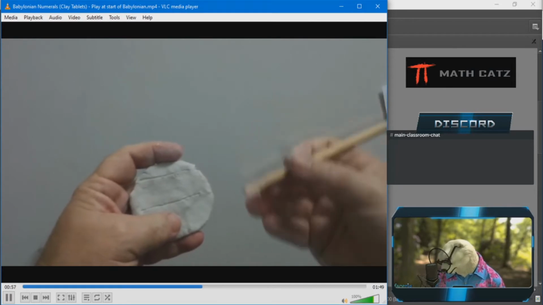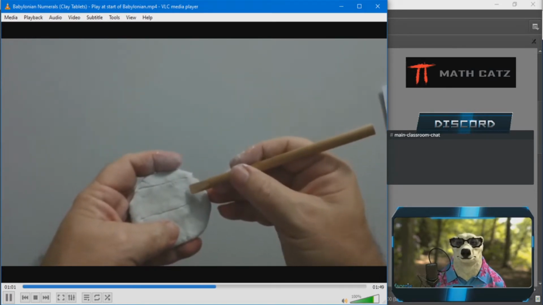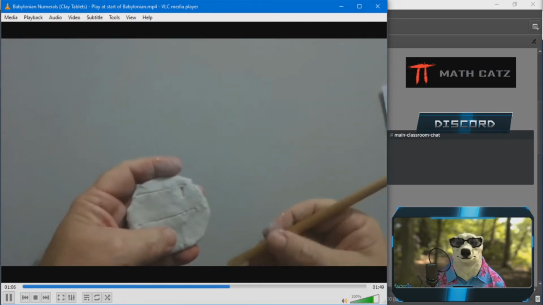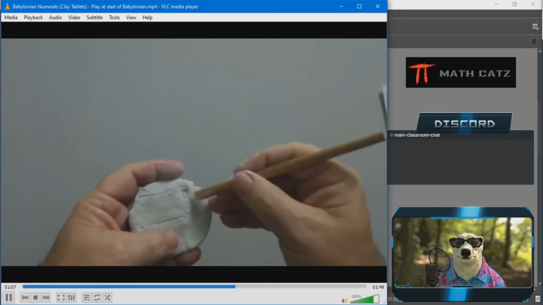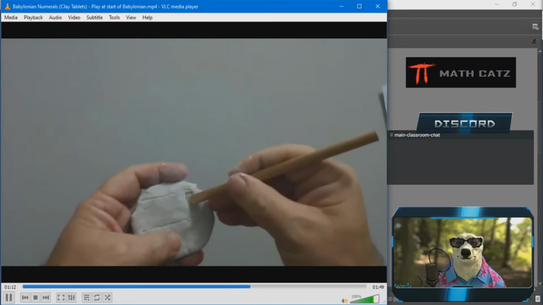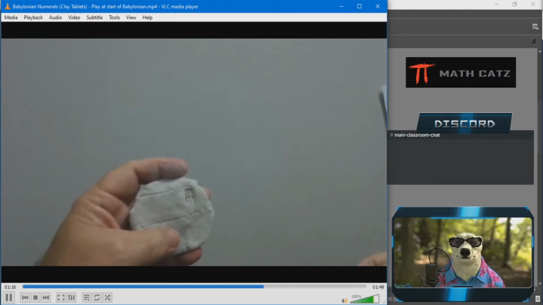And believe it or not, for all the sophistication of their number system, they used just two symbols. One of them was this one. Just poke a small mark into the clay. That would be the number 3, and they kept going. 4, 5, 6, 7, 8, 9. Easy.